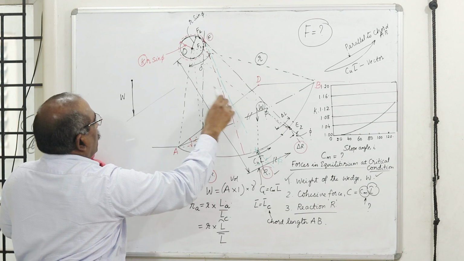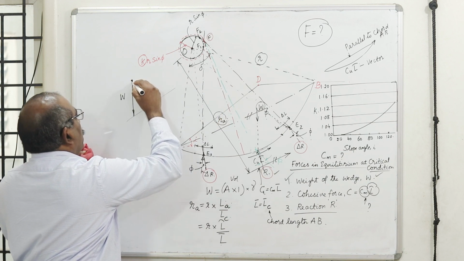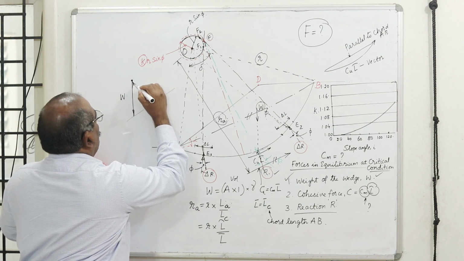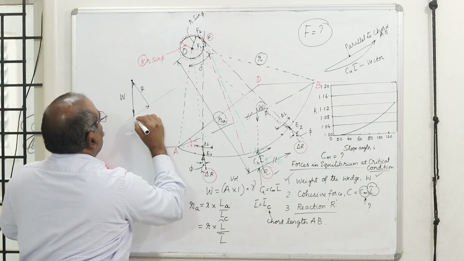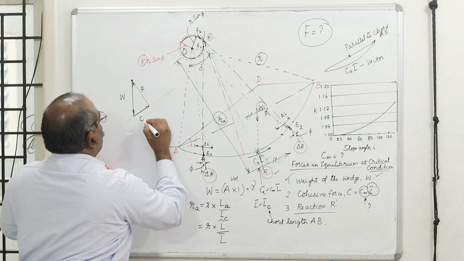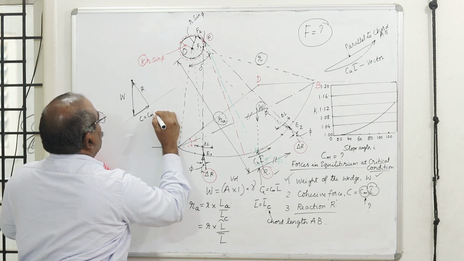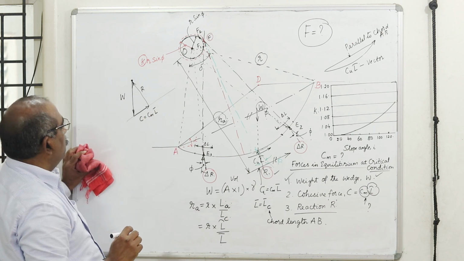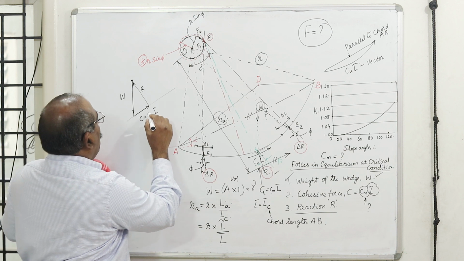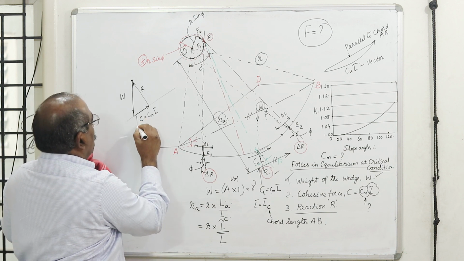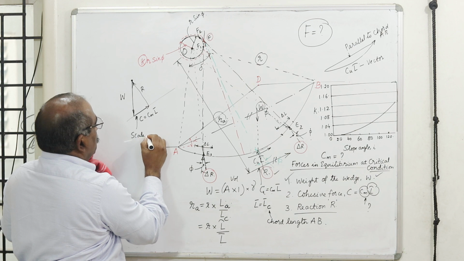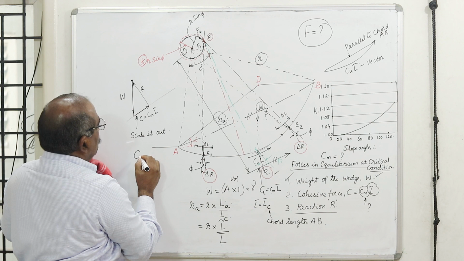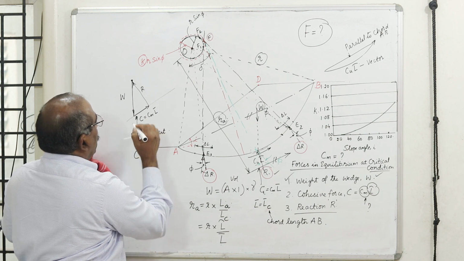I know my direction of the reaction R. From here I draw a line parallel to the reaction R. Now this completes it. This is the reaction R, and this is the cohesive force C, which is equal to Cm into L chord. Now with this, if I scale it out, I can scale this quantity, and I know this is the mobilized cohesive force.